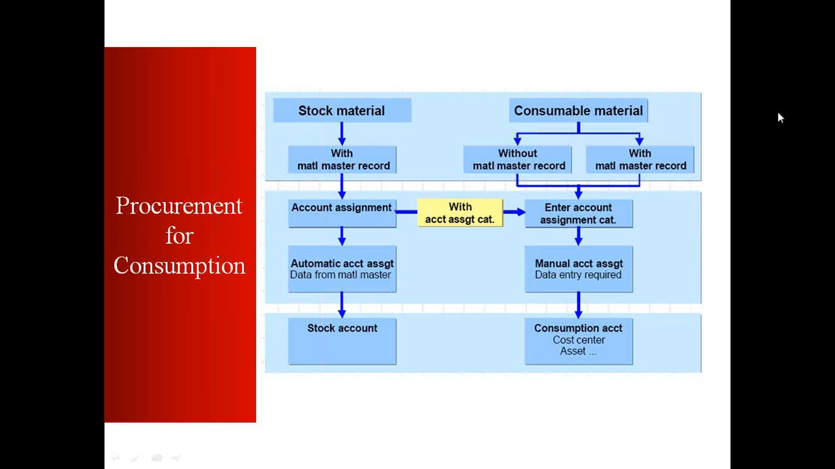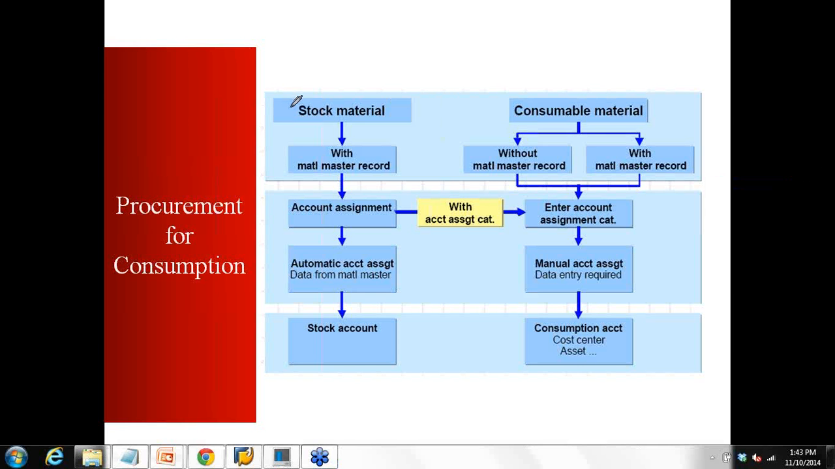So that is why, in the case of stock material, it will find automatically from the material master record. But in the case of the other one, consumable material, as it is not maintained in the material master, maybe without material master record, I'll come back to this one in a minute, you need to manually enter the data for account assignment code. So that's how it works for stock material and consumable materials.